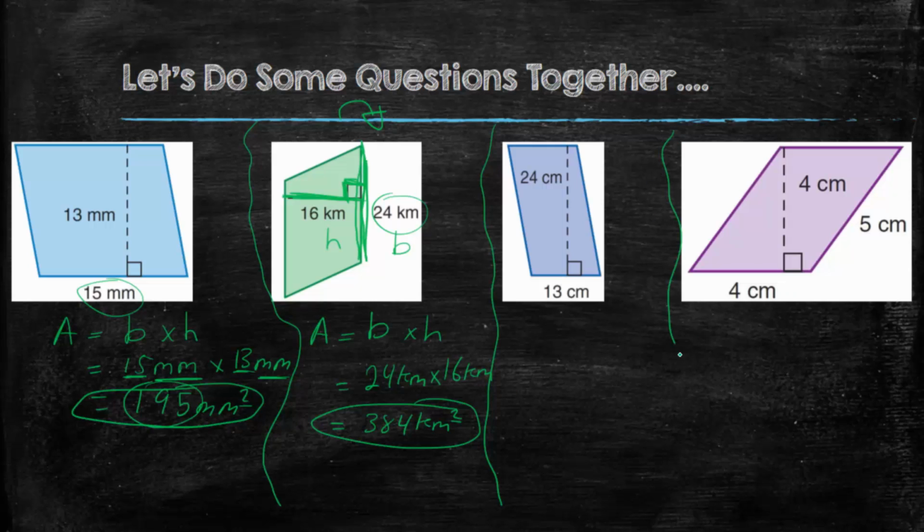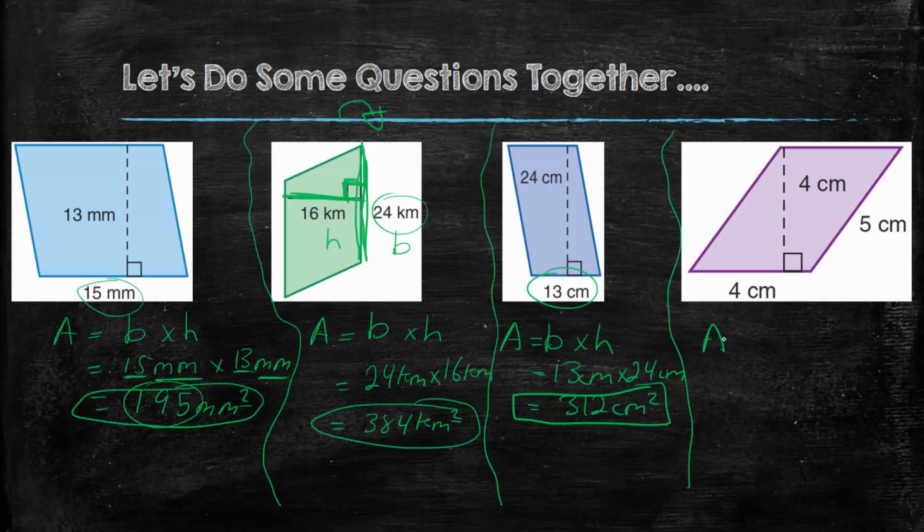Okay, let's do the third question. Again, area equals base times height. Our base here is 13 centimeters and our height is 24 centimeters. And what's the answer? What's 13 times 24? It's 312 centimeters squared. So that's the answer, that's the area.